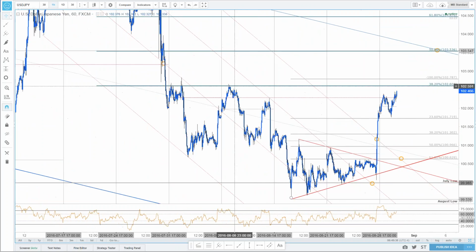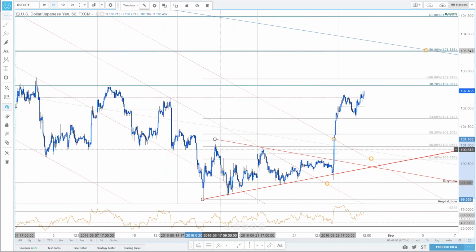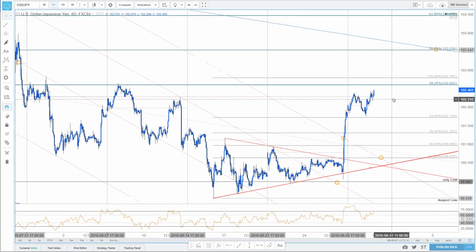Here's a basic 38.2 retracement. This is from the decline off of the July 20th high. It's also a couple of swing highs for a couple of weeks. Just higher, we added this yesterday. The measured move of the consolidation break we made last week takes you into 102.78. So 102.60, 102.78 near-term resistance for dollar yen.